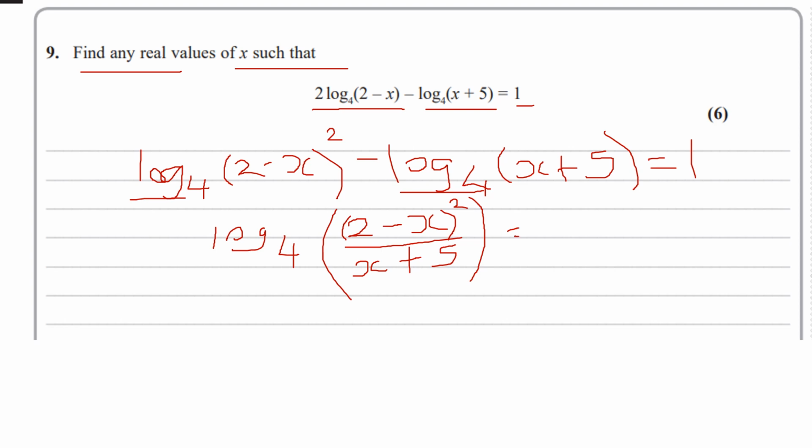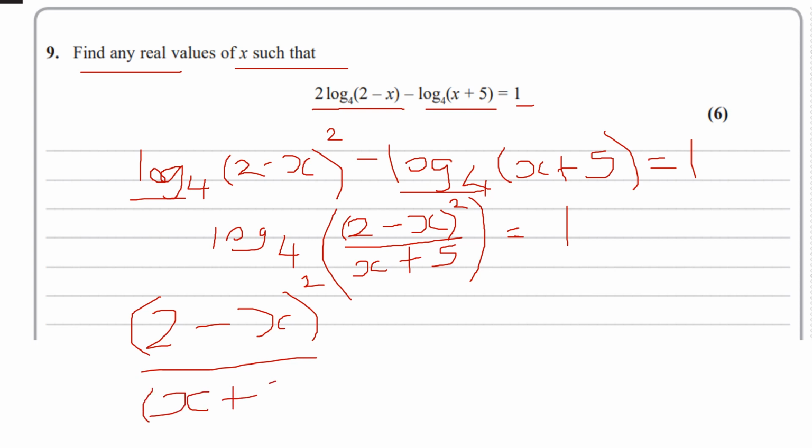That's equal to 1. Now the next step is, well, the opposite of log to the base 4 is 4 to the power of something. So if I take 4 to the power of both sides, I get (2 minus x) all squared all over (x plus 5), and that's going to equal 4 to the power of 1, which is just 4. Okay, so taking 4 to the power of both sides, because that's the opposite of log to the base 4. Okay, it's the inverse operation. So it's 4 to the 1, which is just equal to 4.